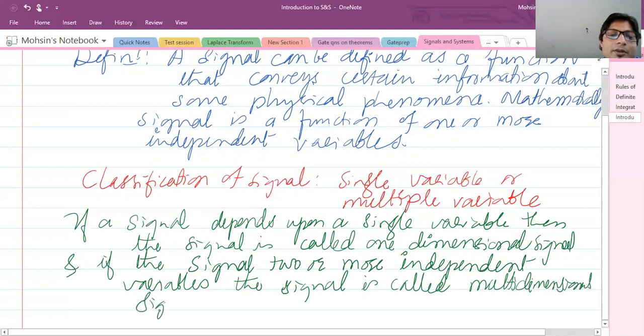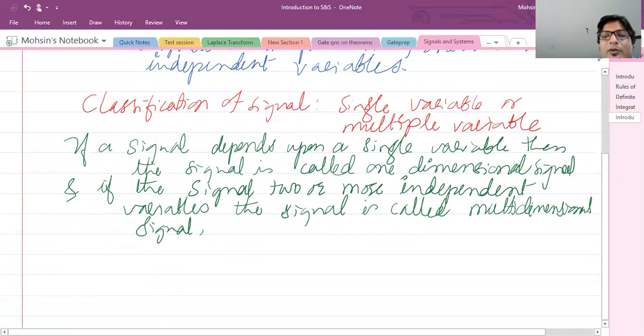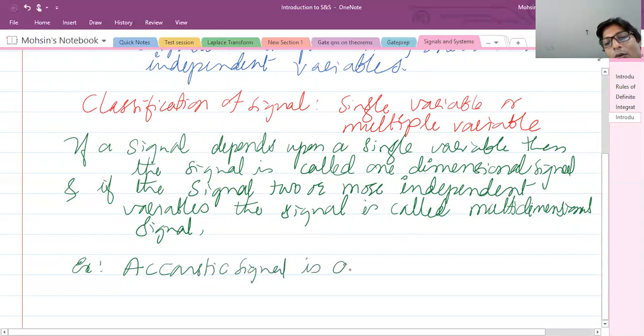Okay, so depending upon the number of variables, if there are two variables, it will be called two dimensional. If there are three variables, it will be called a three dimensional signal. Suppose we take the example of a sound wave. Now I'm speaking and you are able to hear my voice because there is a passage of waveform through the air, and the magnitude of that waveform is changing with respect to time. Therefore, an acoustic signal or sound signal is a one dimensional signal. So I'll write it: acoustic signal is one dimensional.